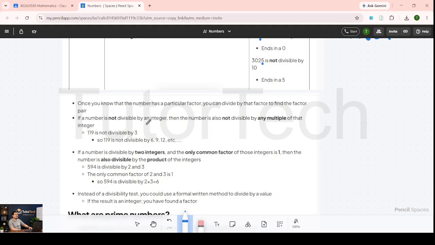If the number is not divisible by an integer, then the number is not divisible by any other multiple of that integer. Like in this case, 119 is not divisible by 3. It means that 119 will not be divisible by any multiple of 3, which is 6, 9, 12, etc. 119 is not divisible by 3, 6, 9, or 12.